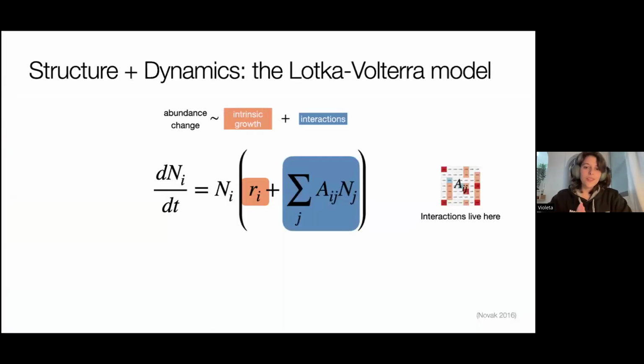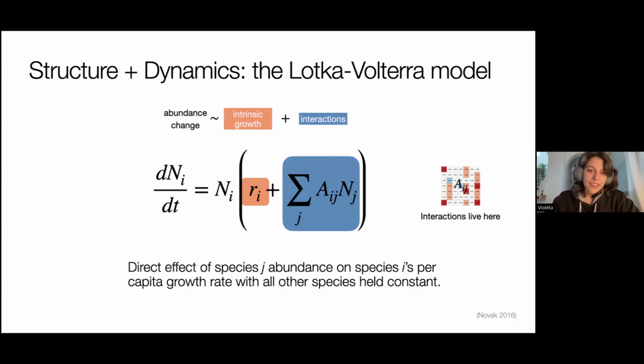So let's start. First of all, just to set a common ground of understanding, by ecological interactions I mean the interactions that are encoded in a Lotka-Volterra model or any kind of Lotka-Volterra type model. So basically, our culprits are these A_ij, that is a matrix. And in the particular case of the Lotka-Volterra model, it encodes the direct effect of species j abundance, N_j, on species i per capita growth rate. And if we want to be mathematically precise, with all other species held constant.